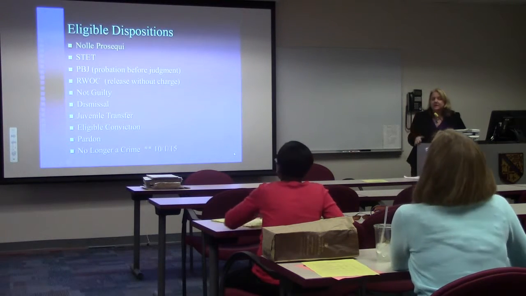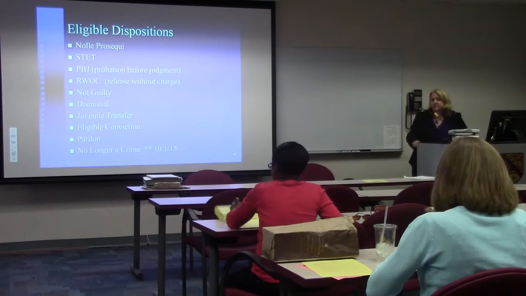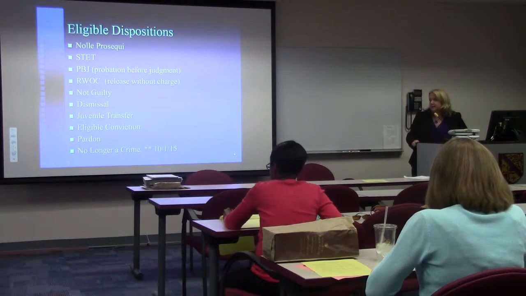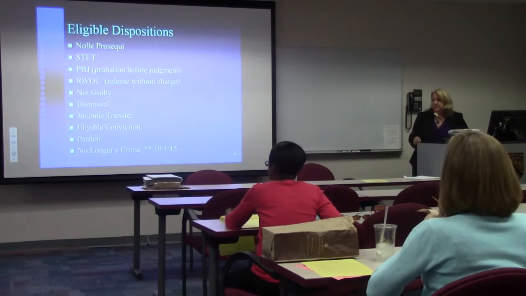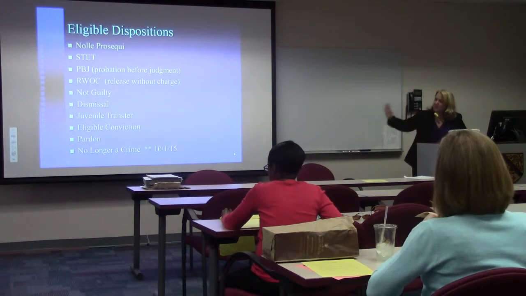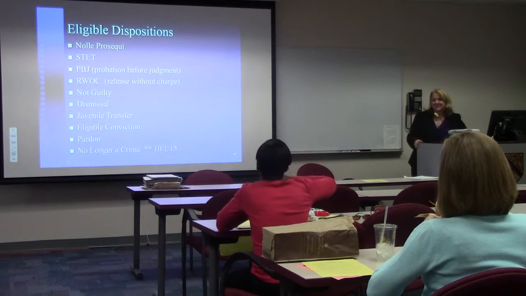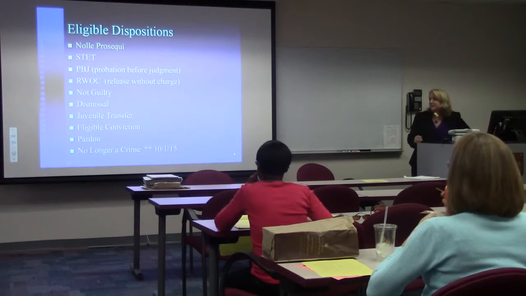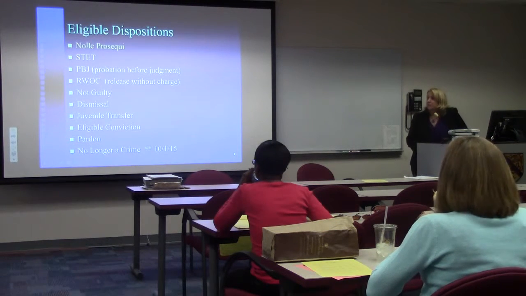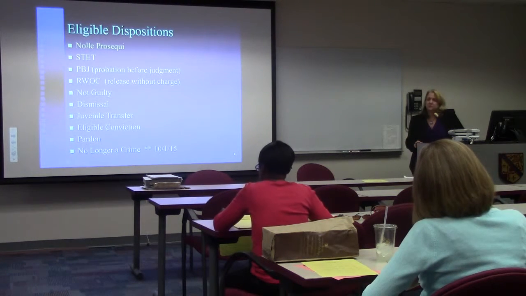And then pardons. If the governor grants a pardon and it's one conviction that's not a crime of violence, the person can file for an expungement. In the total time I've been doing expungements, I think I did it once. It's kind of sad, but that's how many times I've actually seen a pardon come through my door. And then those that are no longer a crime, and this is kind of a new category under eligible dispositions.